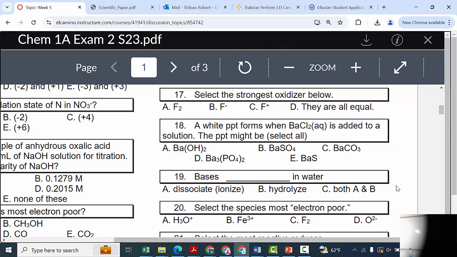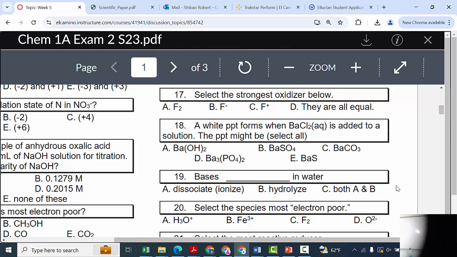What if our solution contains sulfate? If our solution contains sulfate, then we'd expect to precipitate barium sulfate. Sulfates are all soluble except for silver, lead, mercury, calcium, strontium, and barium. So most sulfates are soluble, but barium sulfate is an exception. That's insoluble. It's going to precipitate.